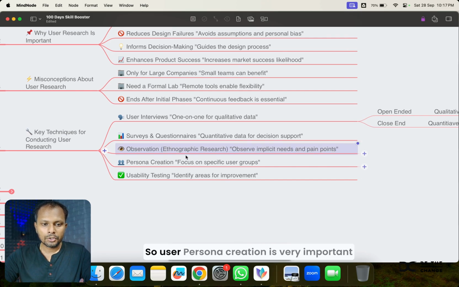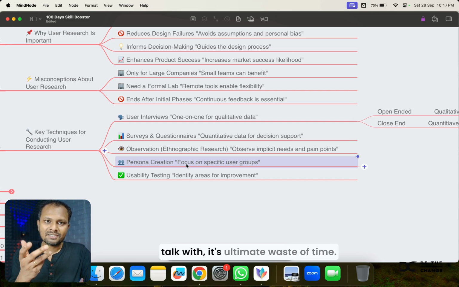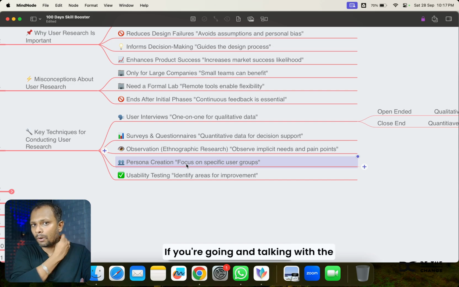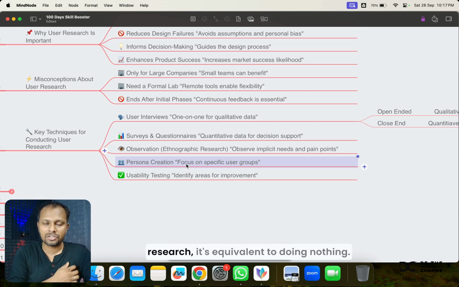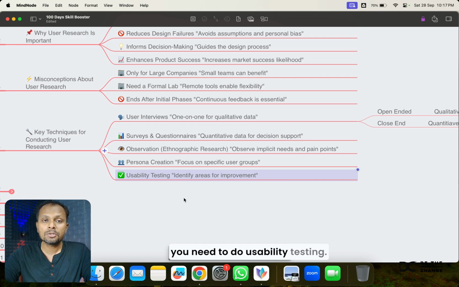So user persona creation is very important, because if you don't know whom to talk with, it's a complete waste of time. If you're going and talking with the wrong person and doing one day of research, it's equivalent to doing nothing. You need to choose the personas, and you need to do usability testing also.